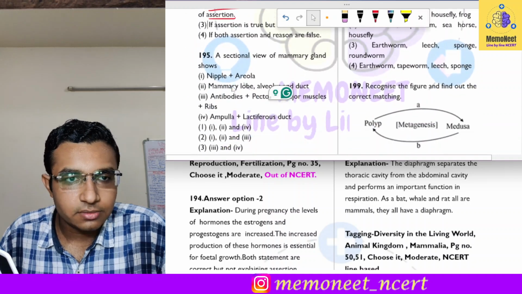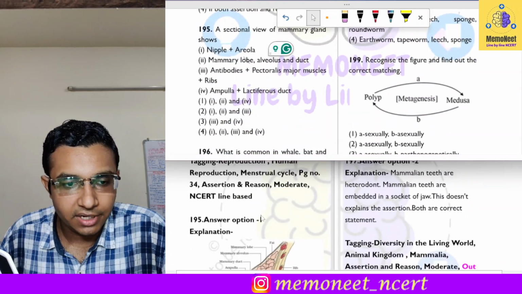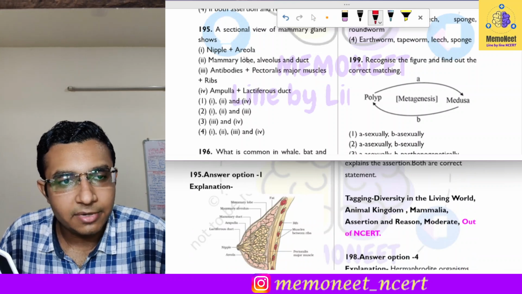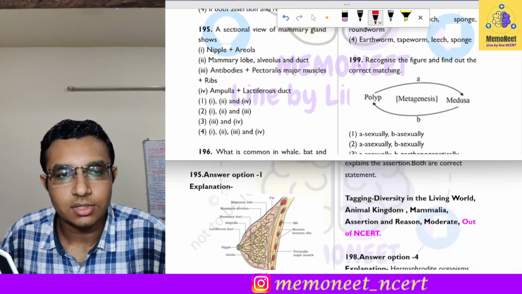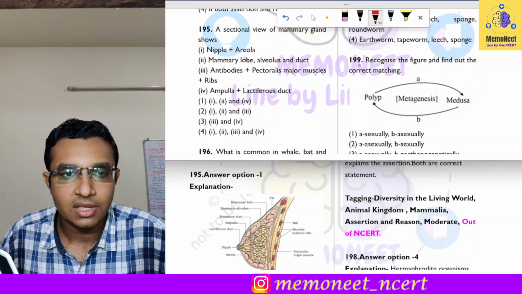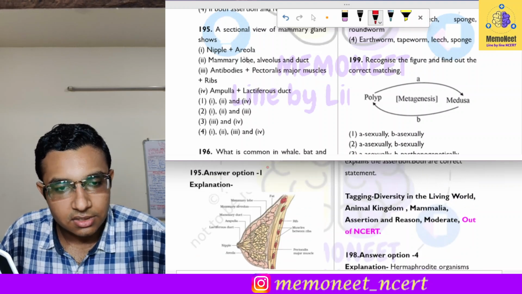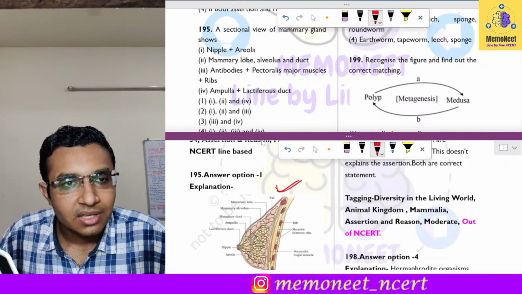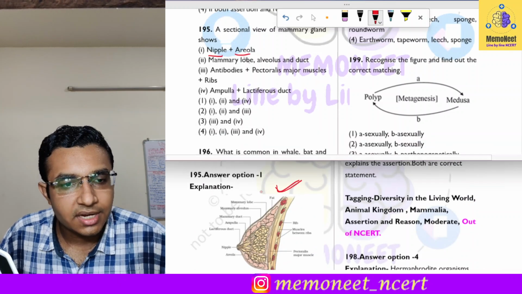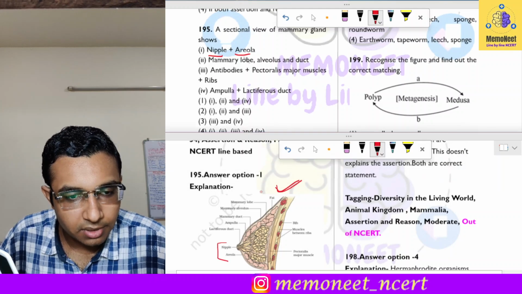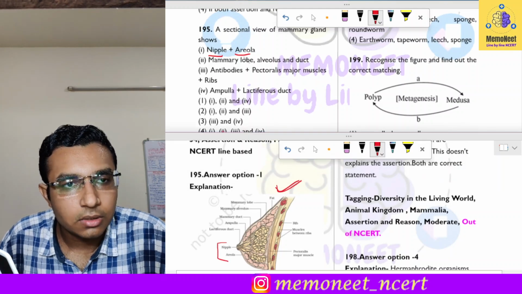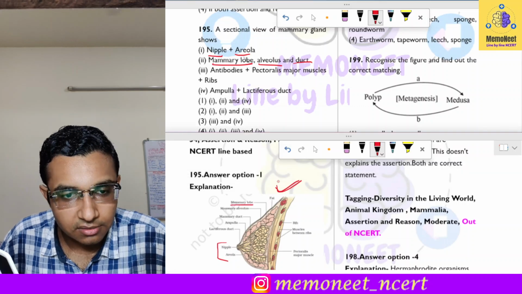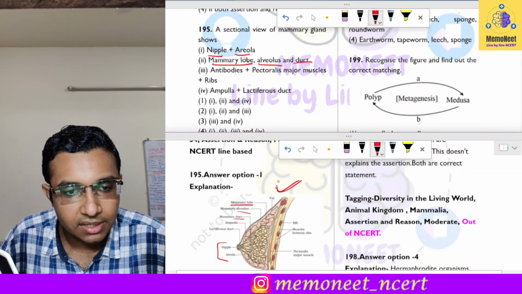Moving on to the next question, that is question number 195. It states that a sectional view of the mammary gland shows which structures among the following 4 structures. Okay, so if we see the sectional view of the mammary gland, in the explanation we are able to see the nipple plus areola. Then we are also able to see the mammary lobe, the alveolus and the duct.